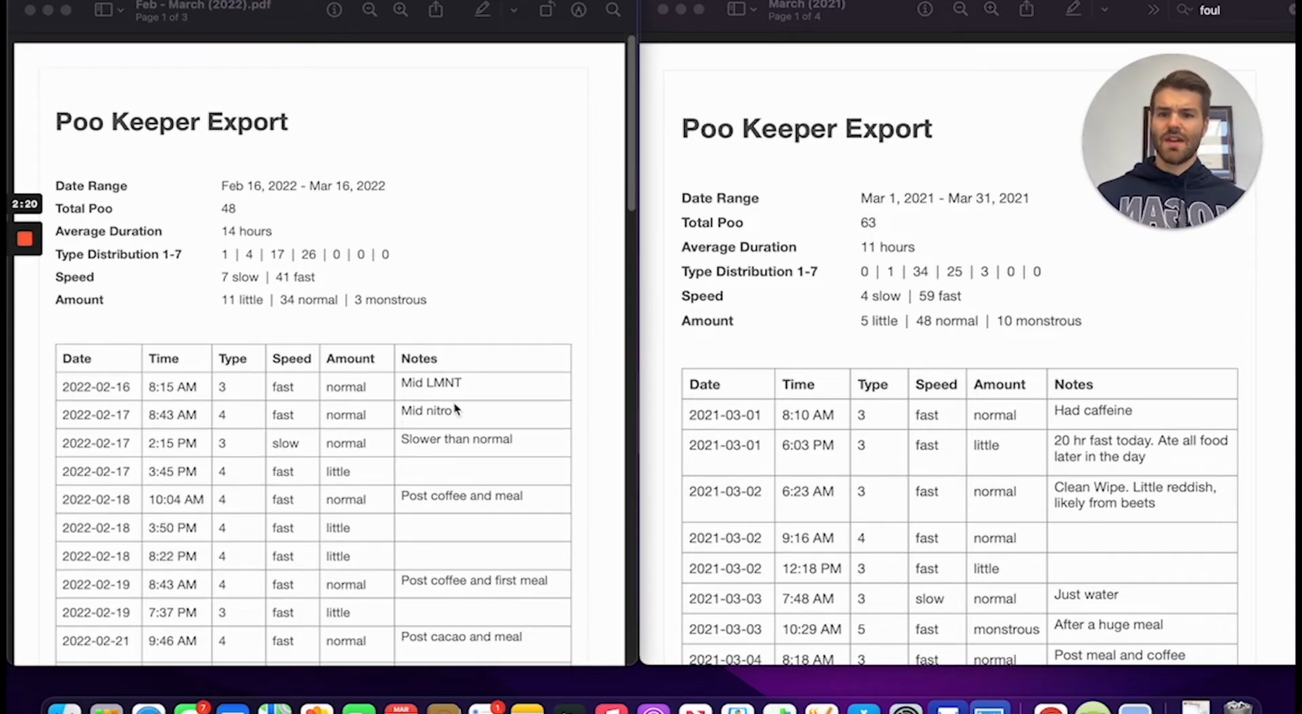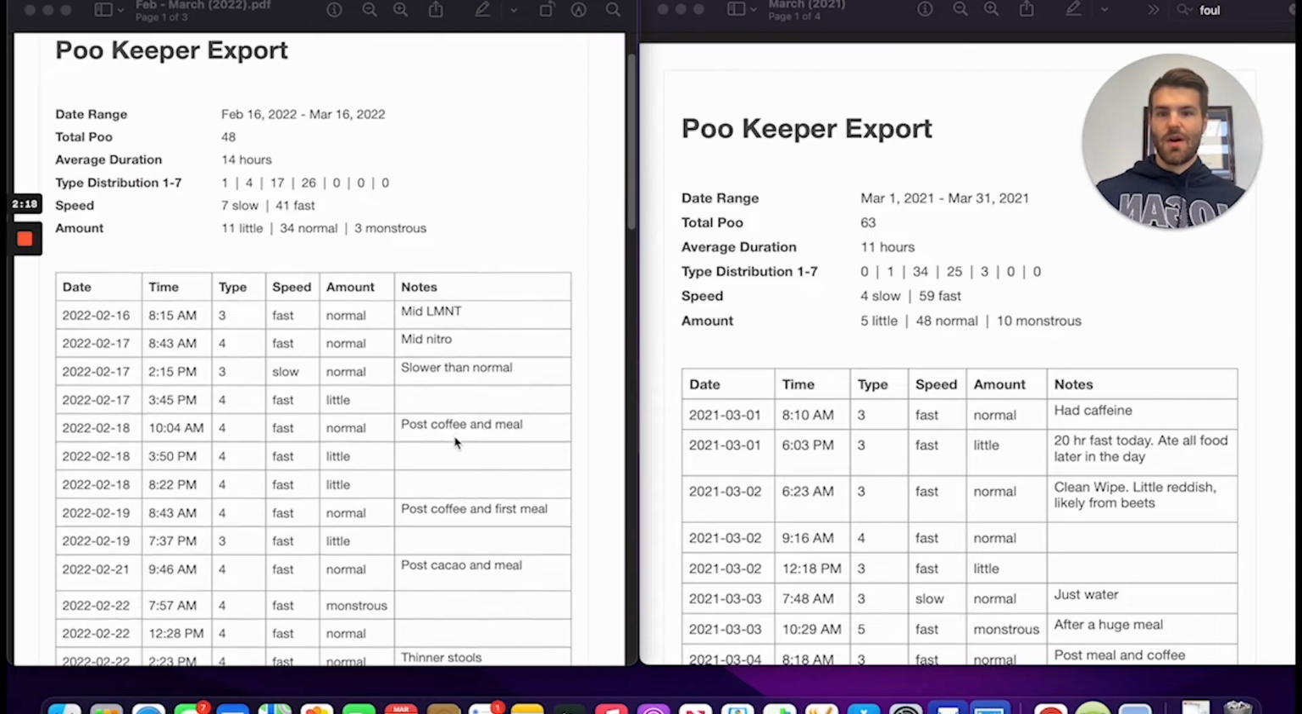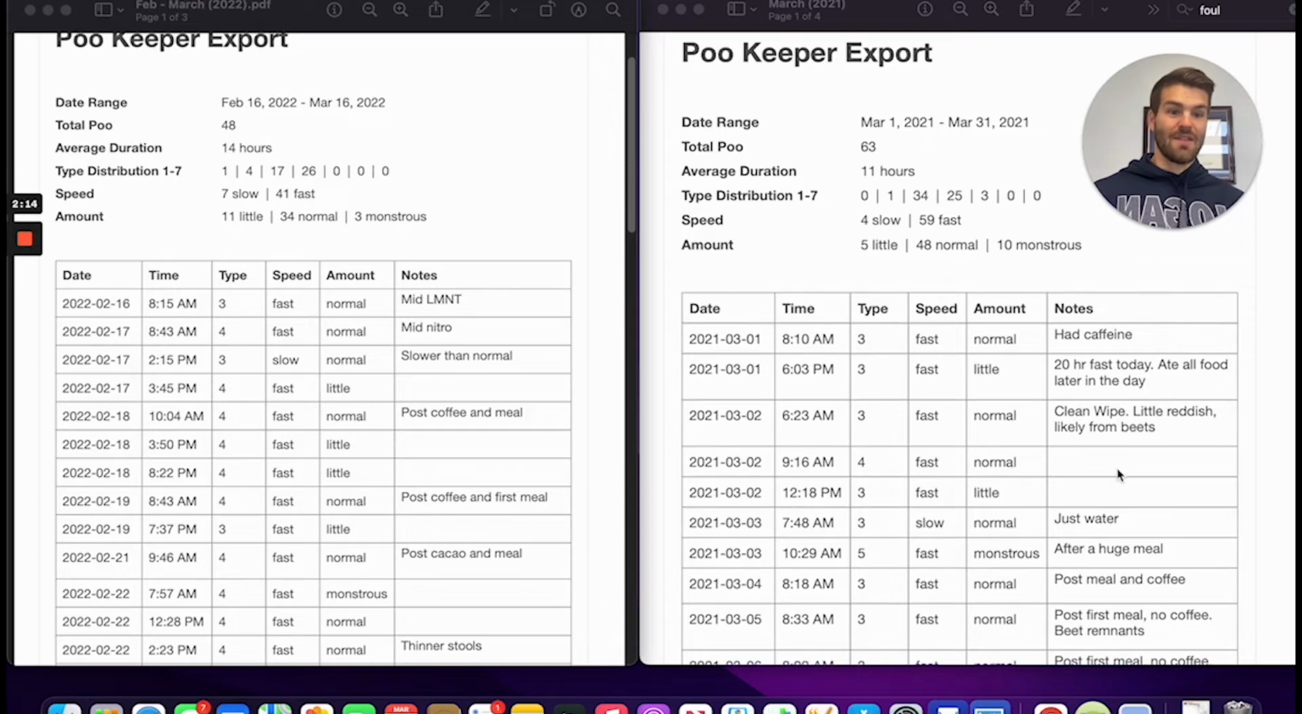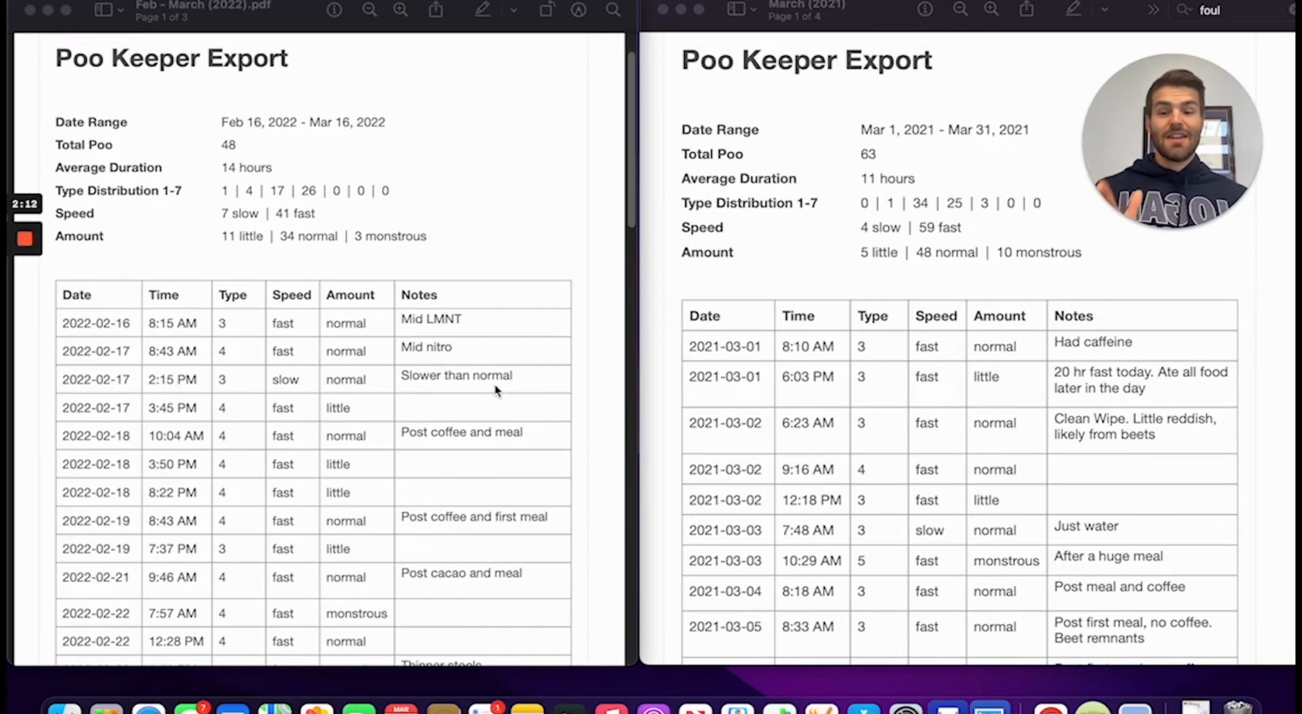And some other cool things that I found was, on the notes section on both sides here, I would always document if a stool happened after coffee. And literally on both March of this year and March of last year, it was about 20%, or 1 in every 5 of my poops, was after coffee. So I thought that was super cool to see that it was pretty much the same a year later.